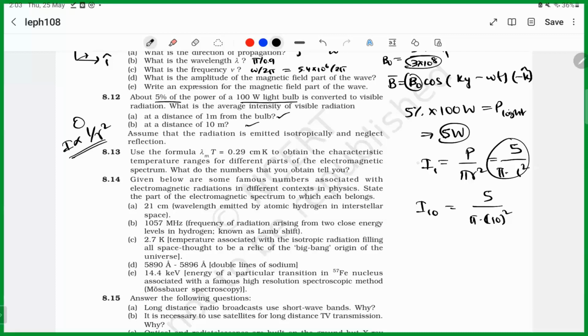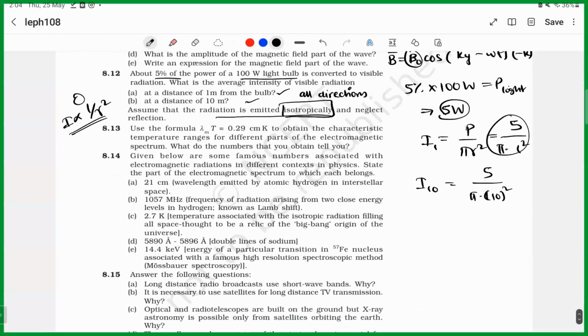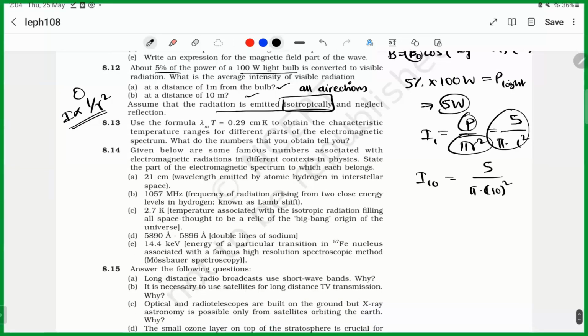This obviously comes from a lot of assumptions, assuming that the power is emitted isotropically. What does isotropically mean? It's the same in all directions. It means that if you change your orientation, it does not make a difference. Basically, it has a radial symmetry. That is why you can assume the power to be distributed over the area uniformly.